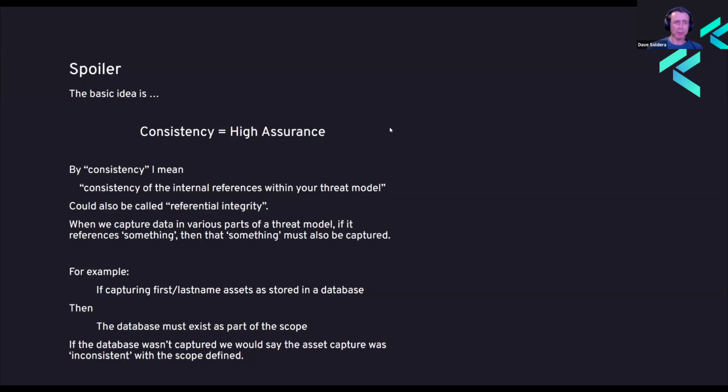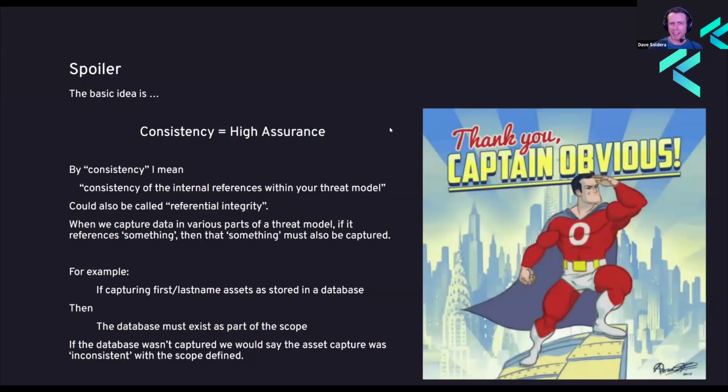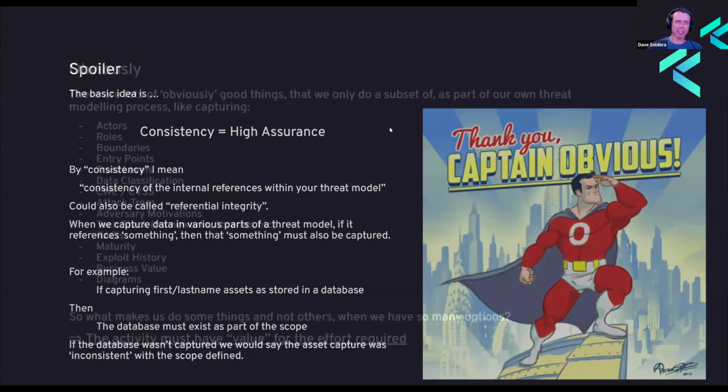And to some extent, you'd be forgiven for reacting like, hey, Dave, what am I going to spend the next 30 minutes listening to? Because really, consistency seems like an obviously good thing. What's going on? Just bear with me for a minute and I'll try and explain what I'm thinking here.